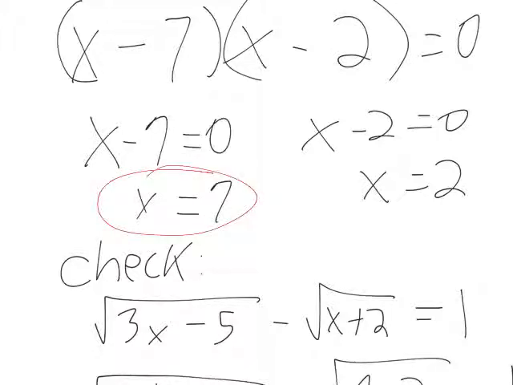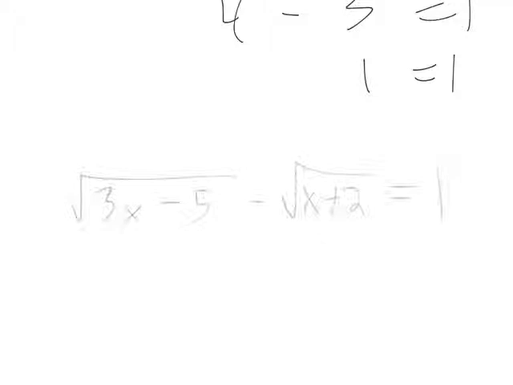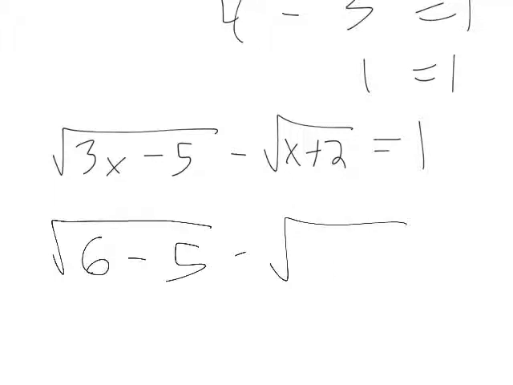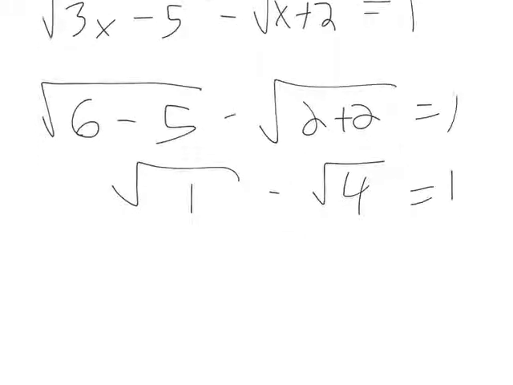So we keep the 7 as a solution. Now let's try the 2. I erased a little too much there. Alright, so if we do the 2, here's our equation again. And I plug just a positive 2 into it, so that's going to be the square root of 6 minus 5 minus the square root of 2 plus 2 is equal to 1. So that's the square root of 1 minus the square root of 4. And square root of 1 is 1 minus square root of 4 is 2. Uh-oh. That one doesn't work.